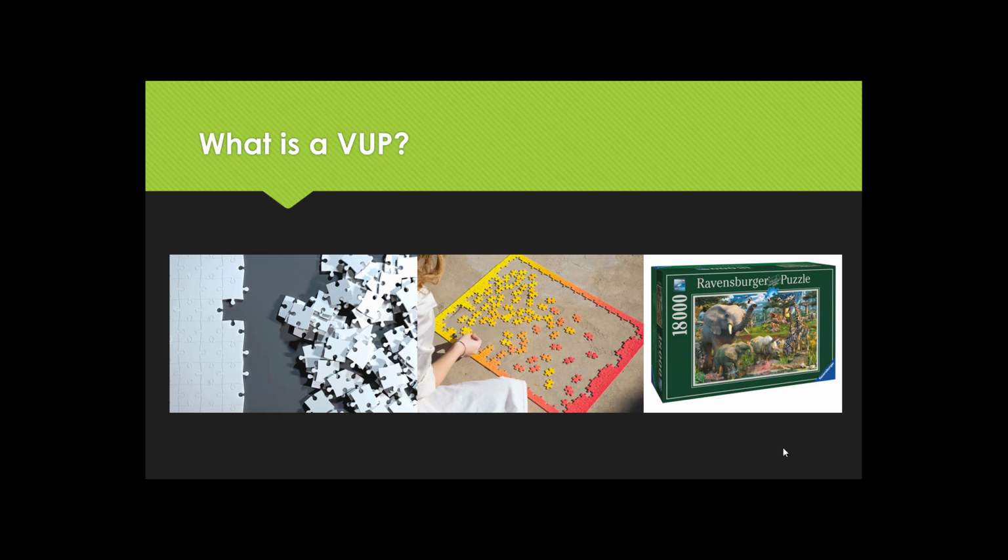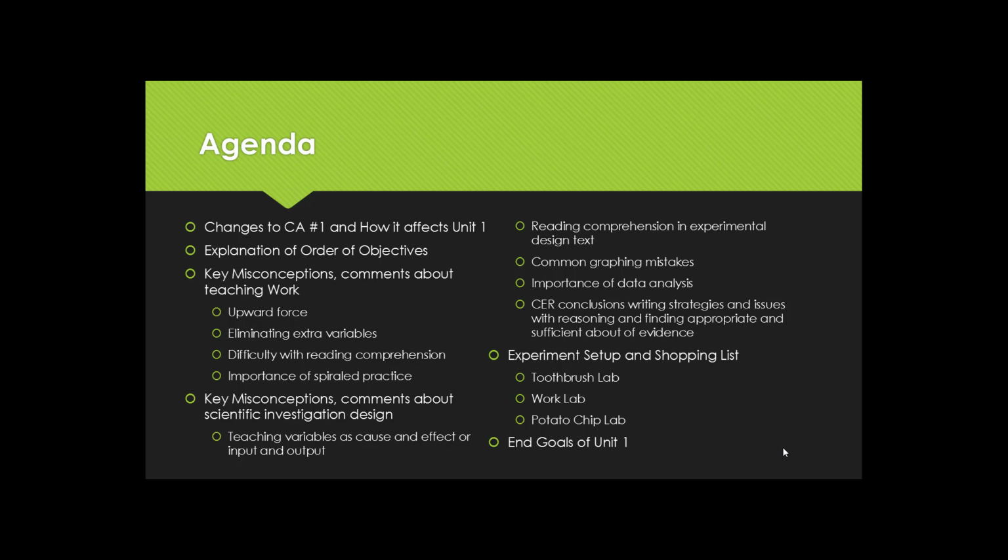So the purpose of this is to act like the box of a puzzle, to give you an idea of what your students should know and what they should have experienced throughout the unit. That being said, we have a pretty lengthy agenda. The first thing we're going to go over is how CA number 1 has changed from last year and how that might affect Unit 1.